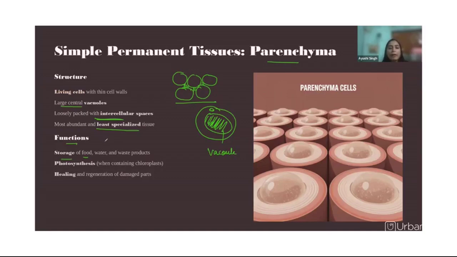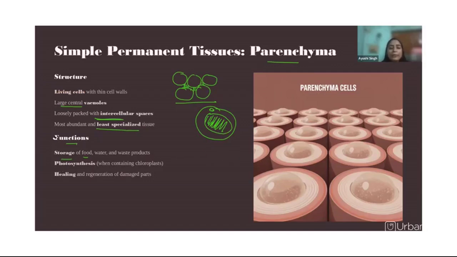Then if we talk about, one second, let me just erase, this is not correct. The spelling should be, let me correct it. Just a second. Vacuole. Okay.